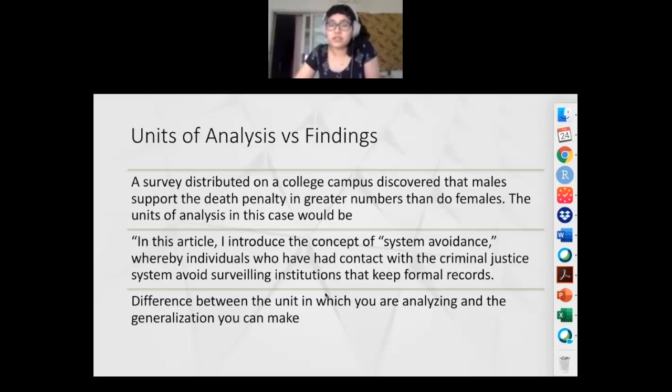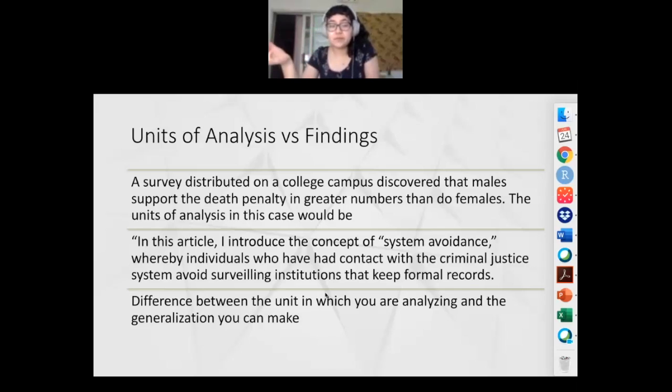So, for example, the question that stumped some people was: a survey distributed on a college campus discovered that males support the death penalty in greater numbers than do females. The units of analysis in this case are individuals, but the findings are based off of groups. So you are analyzing individuals, but your findings are based off of male versus female. But the space in which you're capturing the data is in individuals.